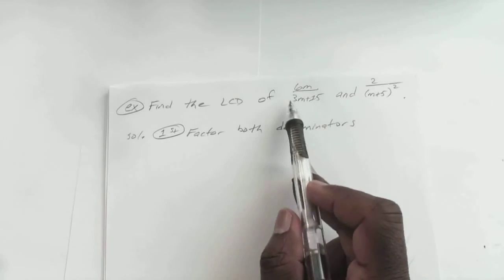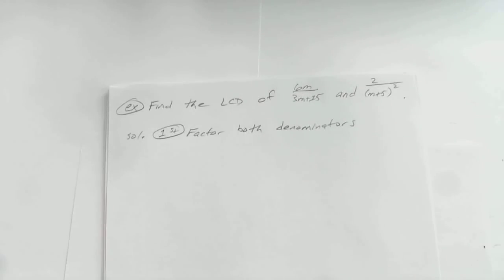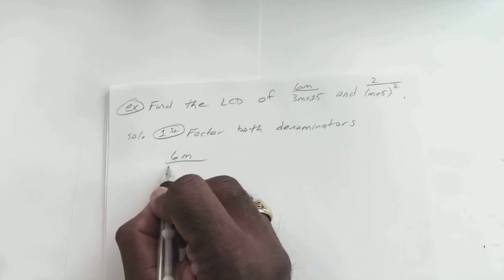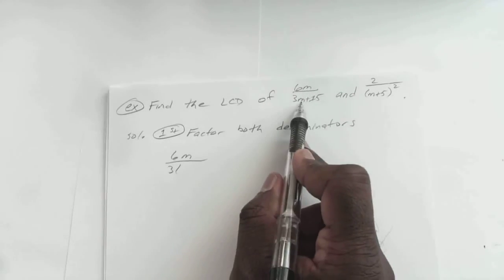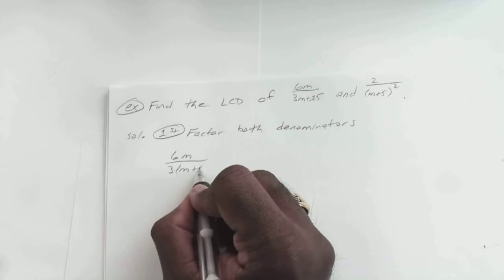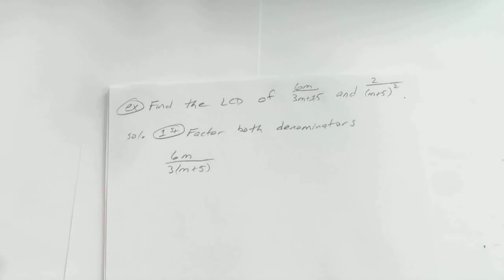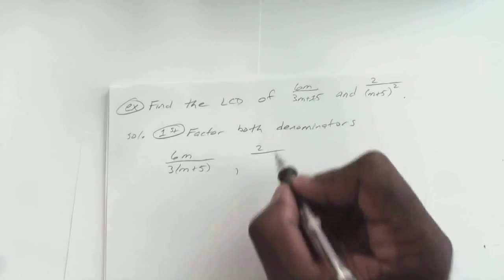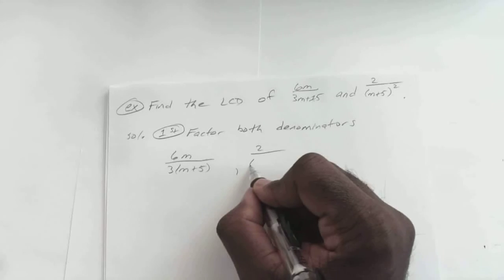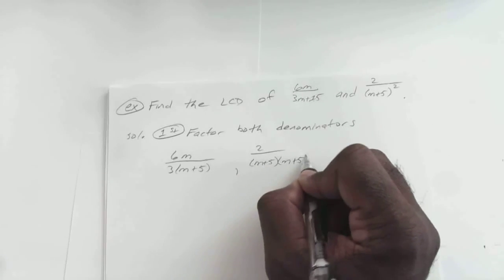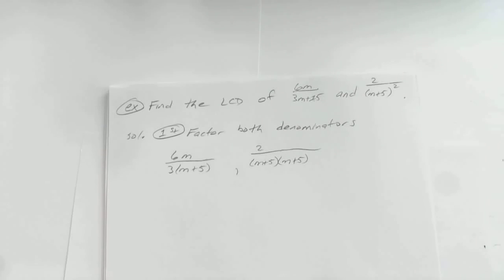Okay, so the 3m plus 15, you can factor a 3 out of both of those. That leaves you 6m over 3. 3 times m will give you 3m. And 3 times 5 will give you 15. Okay, so we factored that one. And the next one, 2, m plus 5 squared, that's just m plus 5 times m plus 5. Okay, so both of those are factored.